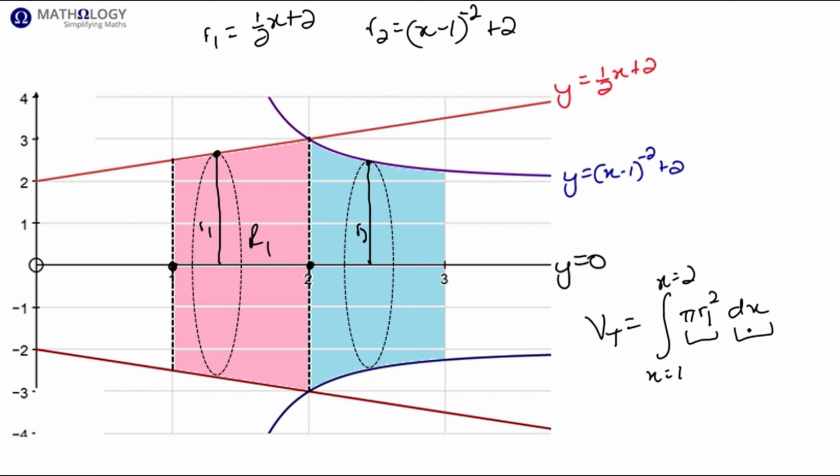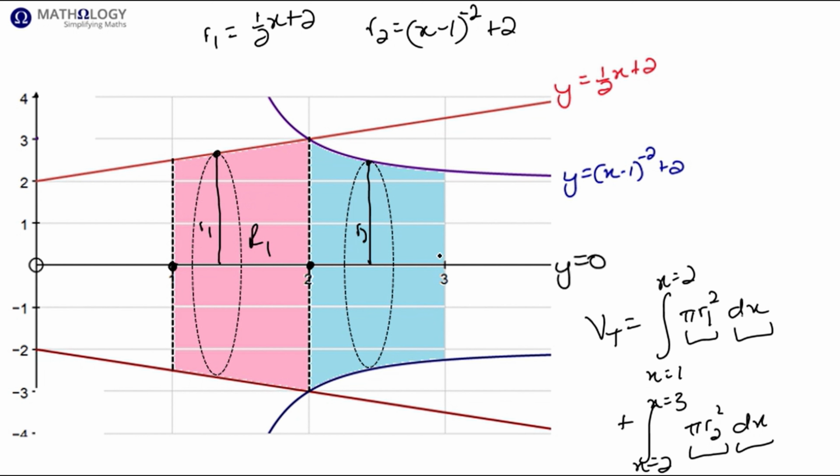The volume of the first region plus, we can integrate between x equals 2 to x equals 3 pi r2 squared with respect to x. So pi r2 squared, this will be the area of each cross-sectional cut of the second region, times dx, the height of each cut, will give us the volume of that second region. So the sum of those two integrals will give us the volume obtained by rotating the solid about the x-axis between the lines x equals 1 and x equals 3.